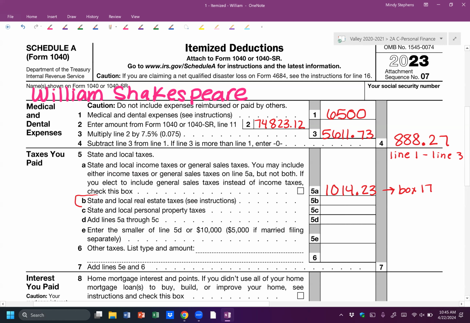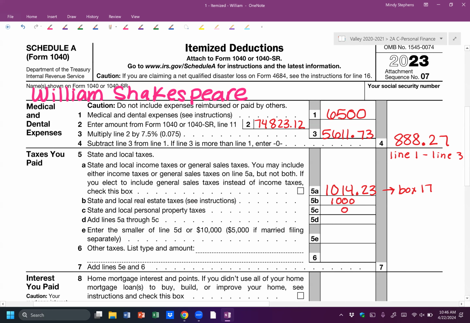B, state and local real estate taxes. So looking at the list at the top, possible deductions, does he have any state or local real estate tax? Yes, so we're going to write that down. So $1,000 there. What about state and local personal property taxes? Is there anything that says personal property tax or state or local personal property? So we put 0 because there's none.